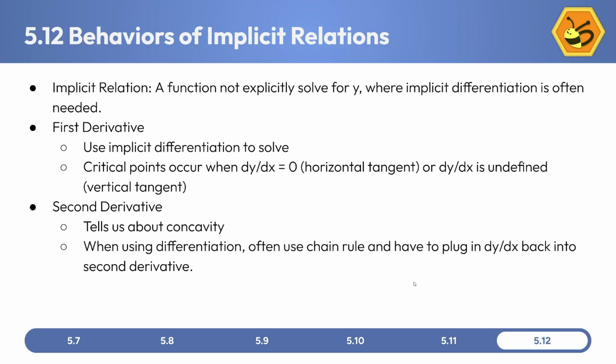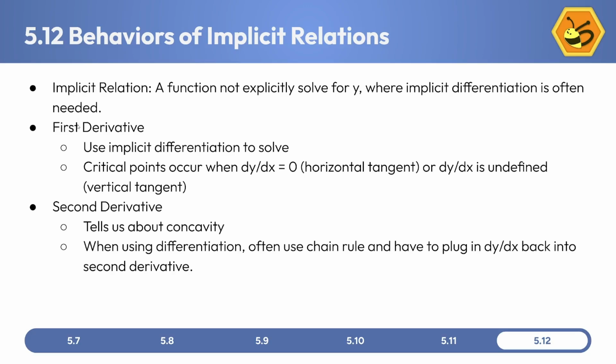Okay, so this is our last topic. Let's try to end on a strong note. Behaviors of implicit relations. An implicit relation is just some equation or function where it's not explicitly solved for y. In other words, we need to use some implicit differentiation.